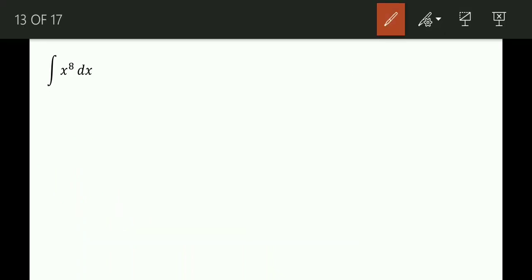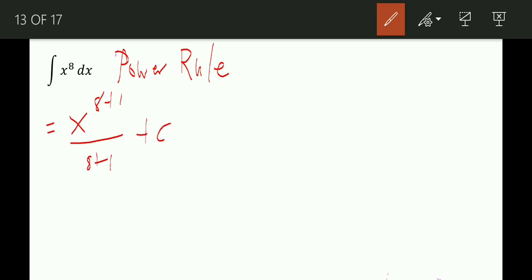Next example, the integral of x to the 8 dx. Here, we can solve using the power rule. So this will be x to the 8 plus 1 over 8 plus 1 plus c. By simplifying, it will be x to the power of 9 over 9 plus c.